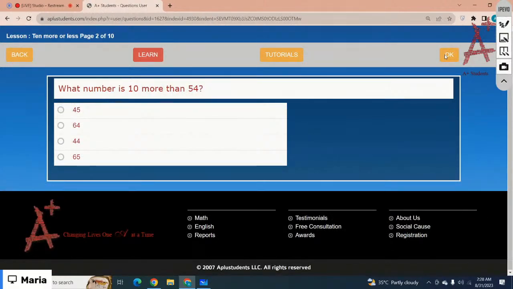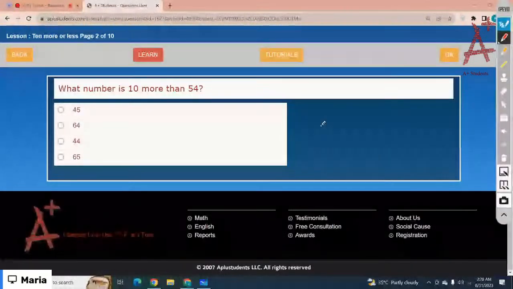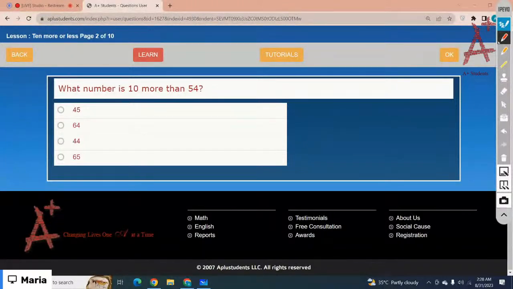Which number is 10 more than 54? So which is the correct option? 10 more than 54, right? When it says more, that means you have to add 1 to the digit that is at the tens position. In 54, 5 is at the tens position, so add 1, so 5 plus 1 is 6. So that means 10 more than 54 is 64. The correct option is 64.